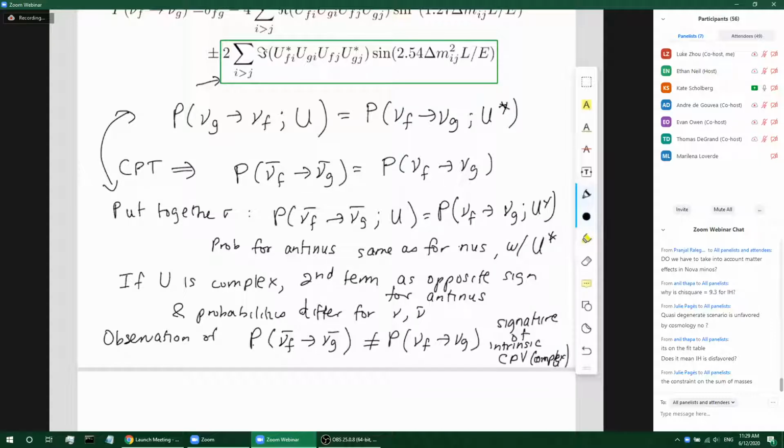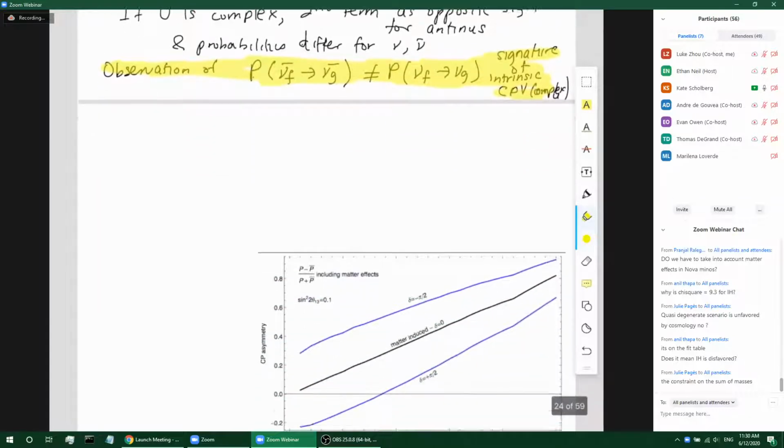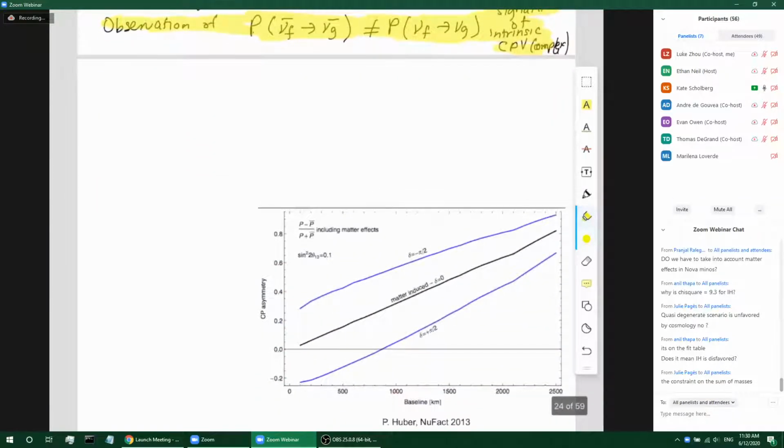Let's use that in here. This is really the signature of CP violation, what we're looking for. The observable handle we have is looking at transition probabilities for neutrinos and antineutrinos, and comparing them will give us information. But I said that mass ordering signatures are mixed up with CP violation.